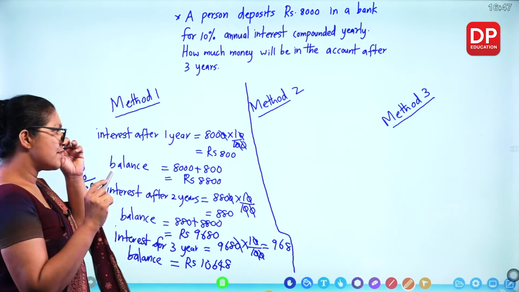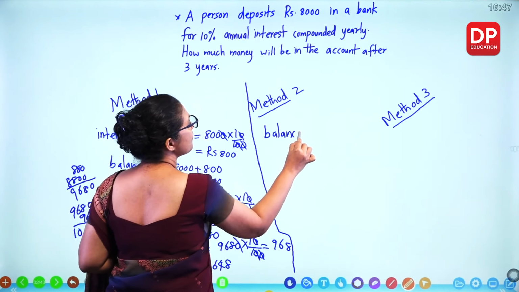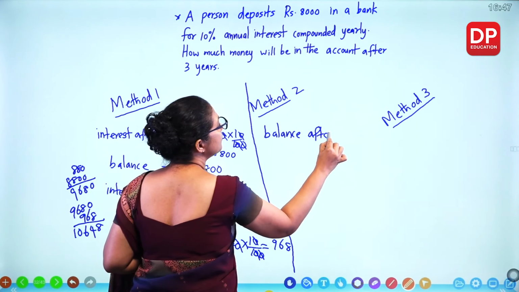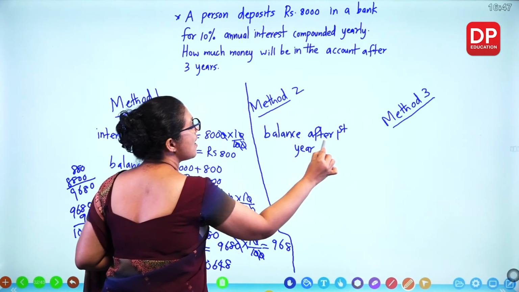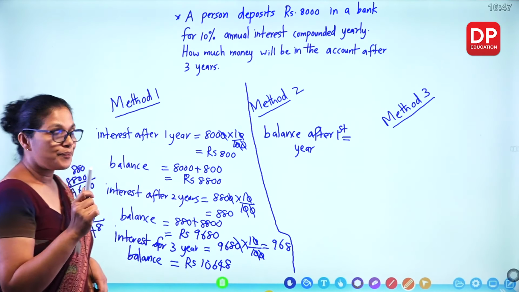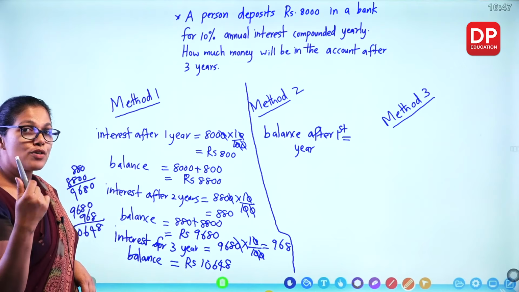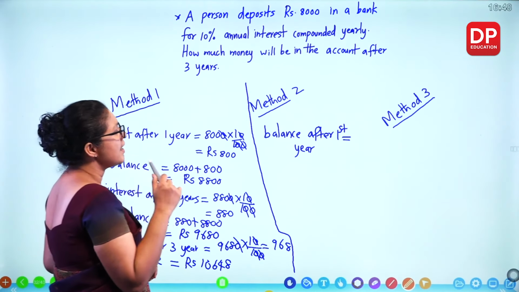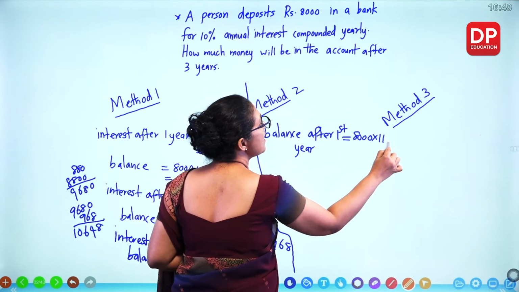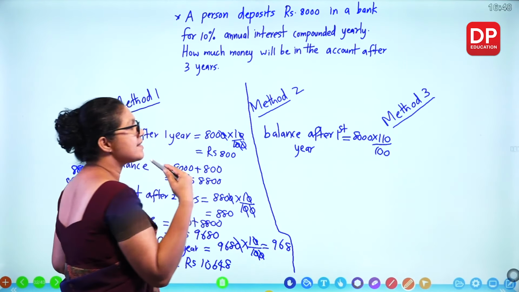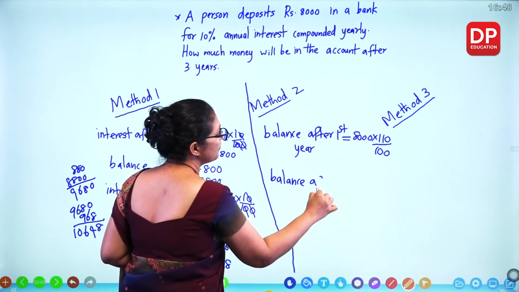Without calculating the interest, I can find out straight away the balance after first year. Now we know if you invest 100 rupees, this is a 10% increase, so the amount becomes 110. I can use that method. So 8,000 is the initial value, times 110 over 100. That's the balance after first year. So what is the balance after second year?